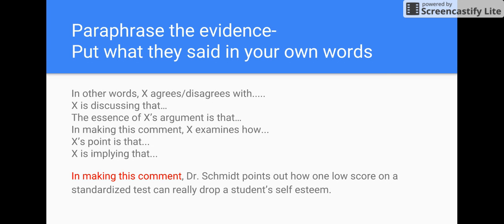You are going to put whatever they said in their own words. So let's look at my example. It says, in making this comment, let's see, that's how I use that sentence starter there. Dr. Schmidt points out how one low score on a standardized test can really drop a student's self-esteem. I did not introduce any new information or ideas here, guys. See, all I did was take what I quoted in my last sentence and put it in my own words. So pause the video, and paraphrase what you just had from your evidence.